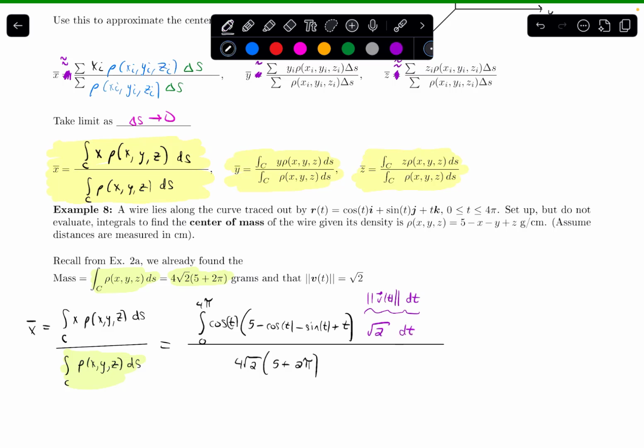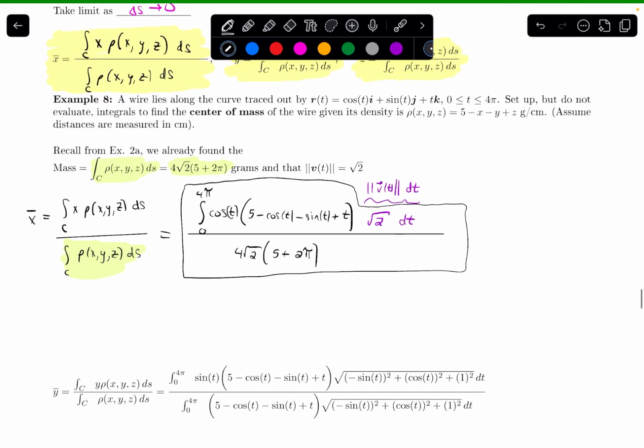And this problem, thankfully, just said set up the integral. We don't have to evaluate it, so we can stop here. If it actually wanted us to evaluate it, we'd have to keep going with this. But thankfully for this one, it doesn't want us to keep going. It just wants us to do the setup.